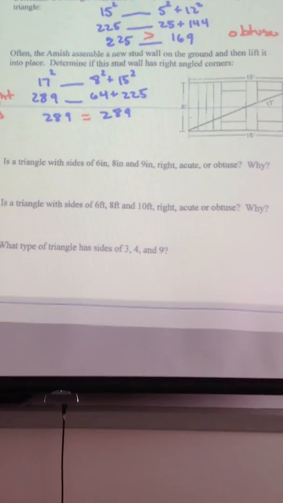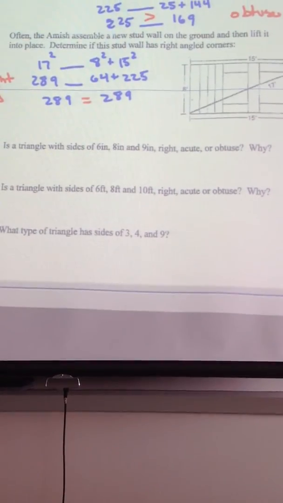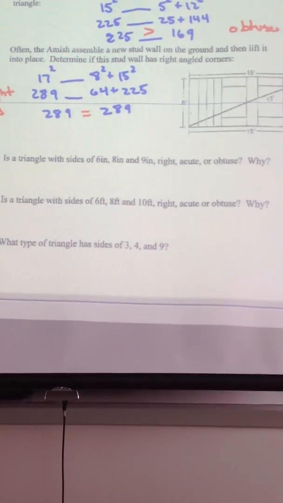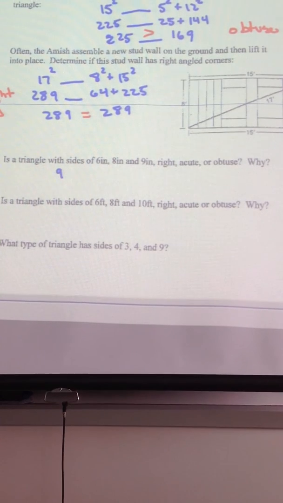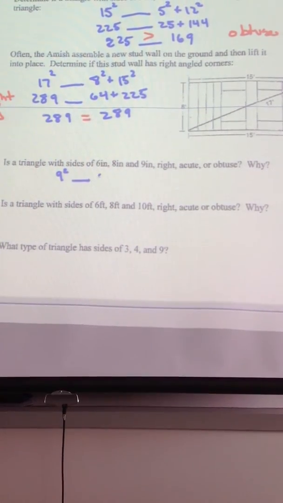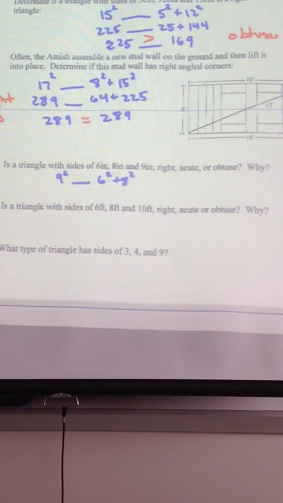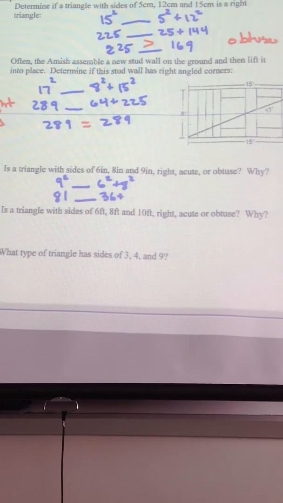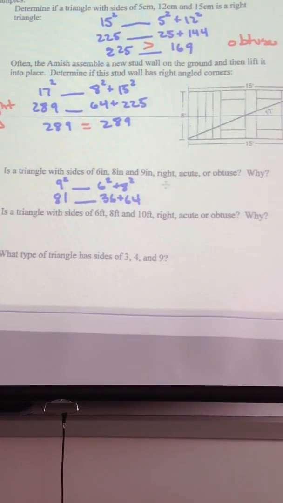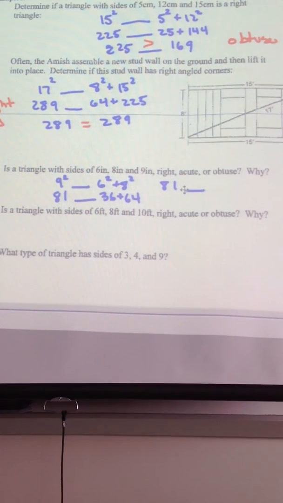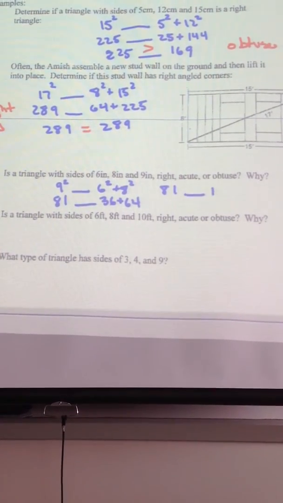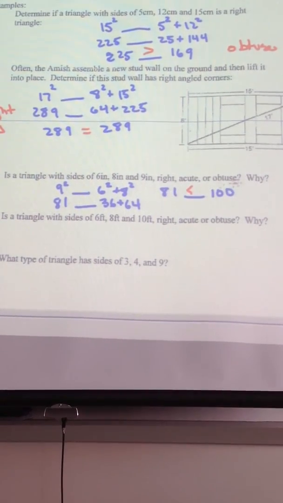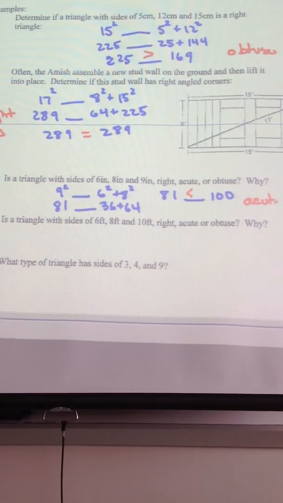So let's move on to, what if we have a triangle that has sides with lengths 6, 8, and 9? What kind of a triangle is it? The answer to why is going to be in my algebra work. I am going to take the longest side, 9 squared, and compare that to 6 squared plus 8 squared. That means I am comparing 81 to 36 plus 64. If I add 36 and 64, I get 100. And 81 is less than 100, so since this hypotenuse side came out less, I have an acute triangle.